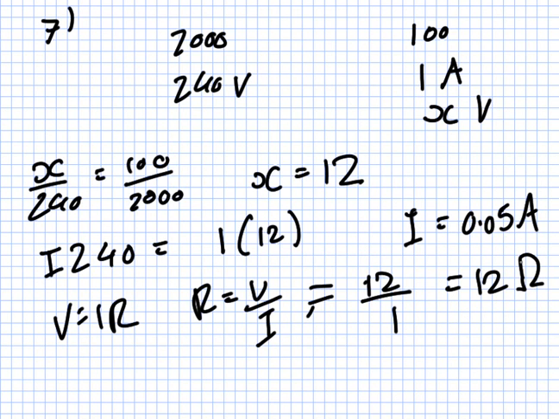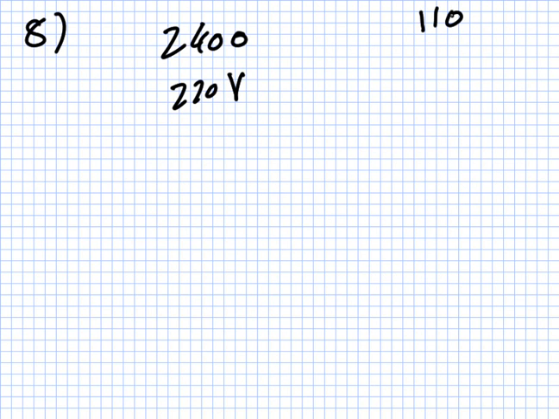8. An ideal transformer has 2,400 turns in the primary. It's connected to 220 volts. The secondary has 110 turns. And again, we don't know how many volts. There's 1 amp here. We don't know how many amps here. And what is the current taken on the primary? Hey, that's exactly the same as 7, isn't it? Yeah.